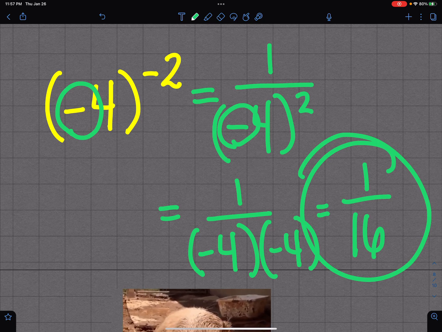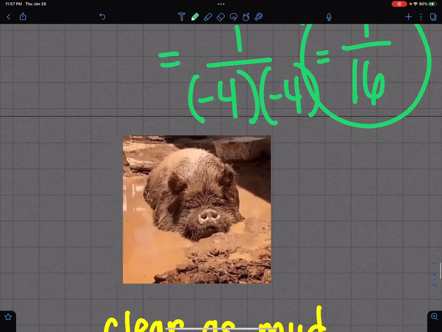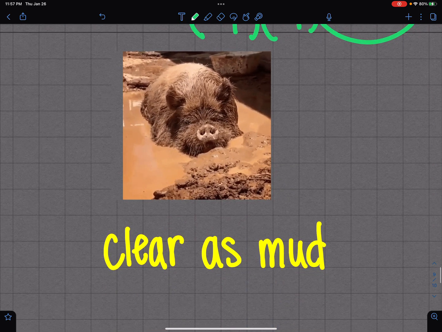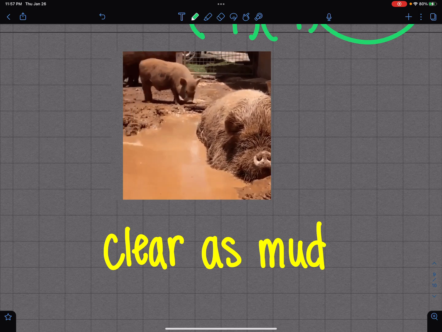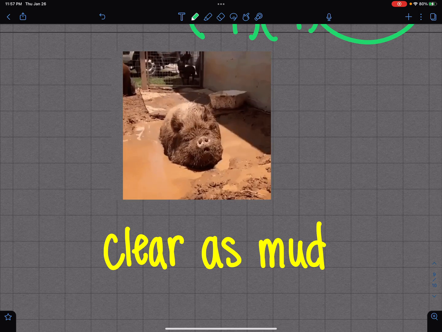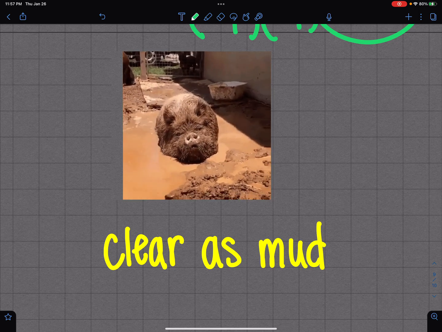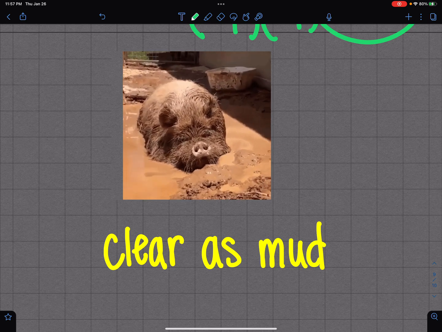Oh man, if any of that is confusing, read that page in the book. It's on page 147, okay? I know sometimes it feels like, ooh, this is clear as mud, meaning it's not clear at all. But anyway, this is how math is.